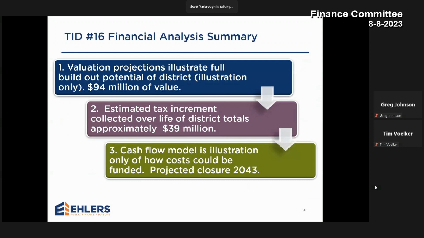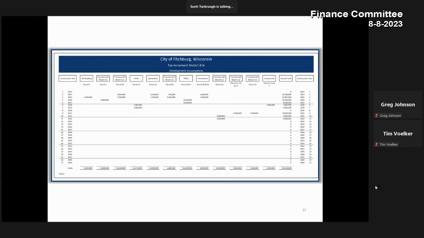Similar financial analysis, it's really an illustration just to show the full build-out potential of the district. That's estimated to generate about $94 million of taxable value. Over the 27-year life of the TID district, that would generate about $39 million in tax increment revenue collection. The cash flow model is an illustration only of how projects could be funded. The projected closure is in 2043.